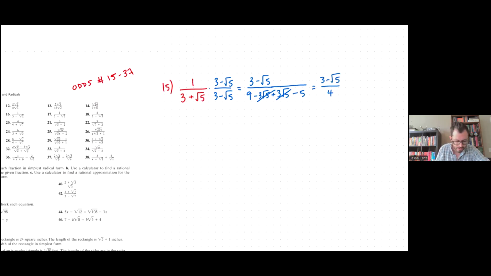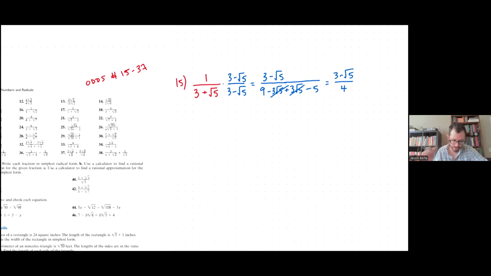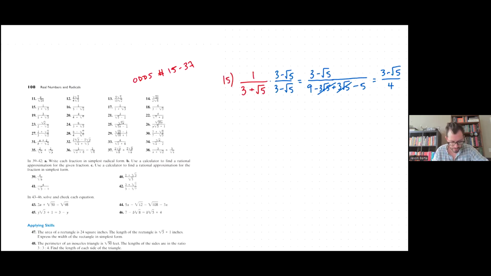Let's see, I'll have you do 17, 19, 21. A lot of these seem duplicative. Honestly, let's not do all of these. Well, you can do them all. They're pretty quick. Let's do 25.